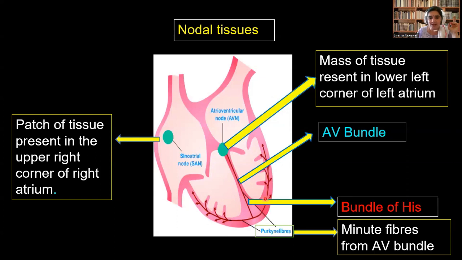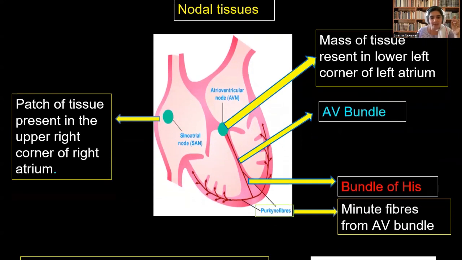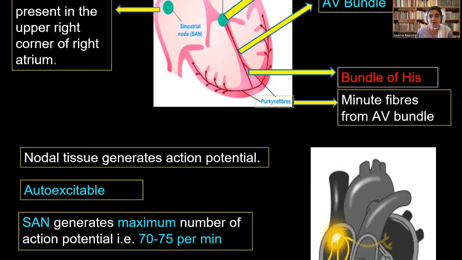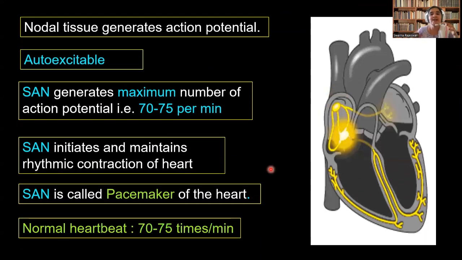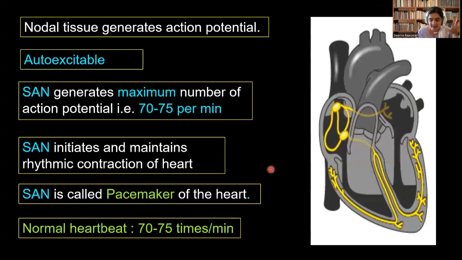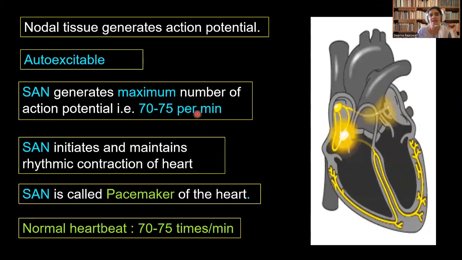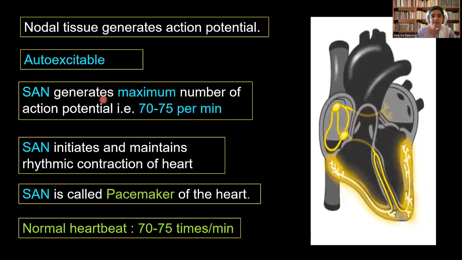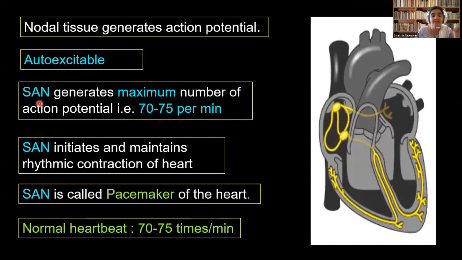And there are also the bundle of His tissue fibers, present near the lower side of the heart, covering the ventricle. Okay, so this is about the nodal tissues. So what does this nodal tissue do? They generate the action potential, which is mainly responsible for starting the contraction of the heart. So we have seen SAN as well as AVN.